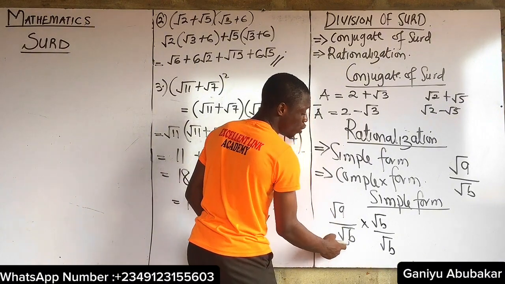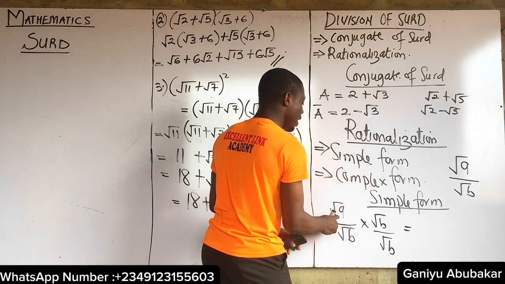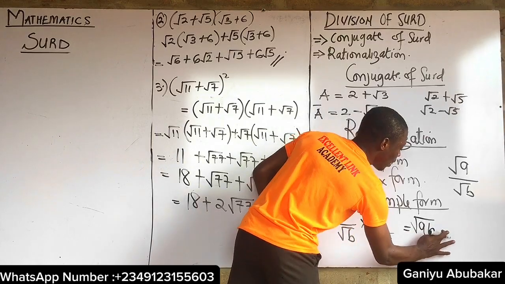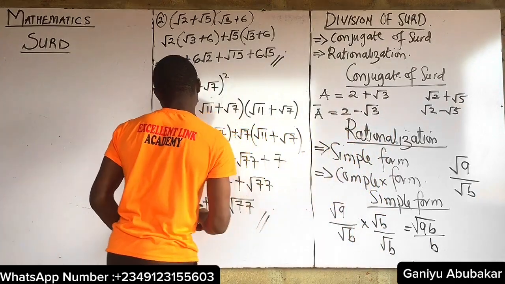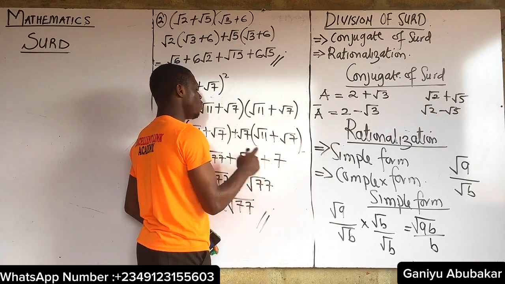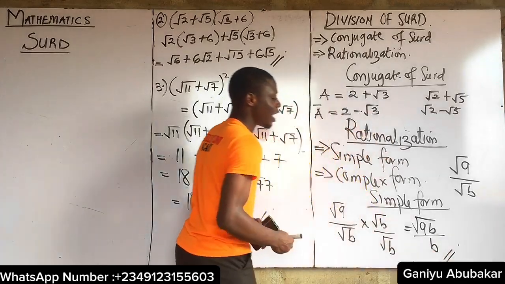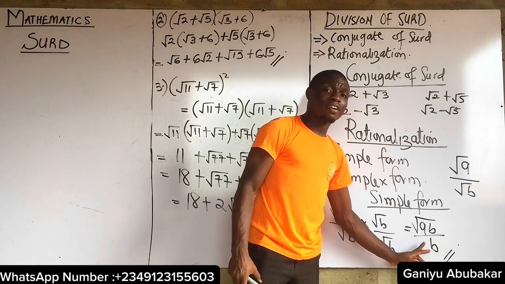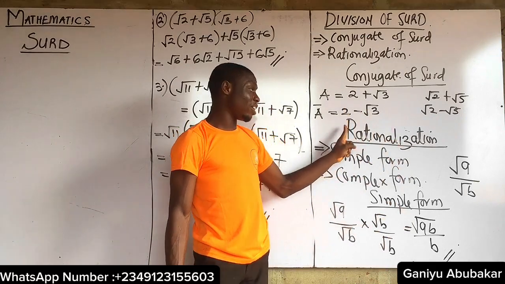Now we don't want it to be a square root. So root A times root B will give root AB all over root B times root B, which will give B. Of course, root 11 times root 11 will give 11, and root 7 times root 7 will give 7. This becomes my answer. Observe that in my final answer I'm not having a square root at the denominator, so I've rationalized. That's the concept behind the simple form of rationalization.